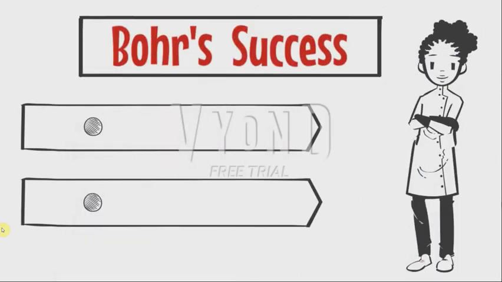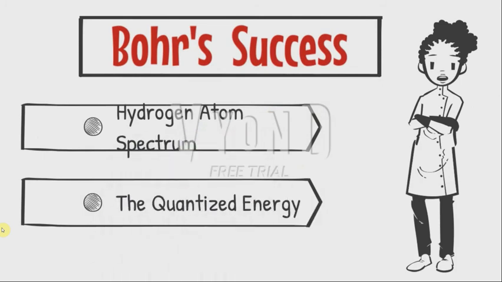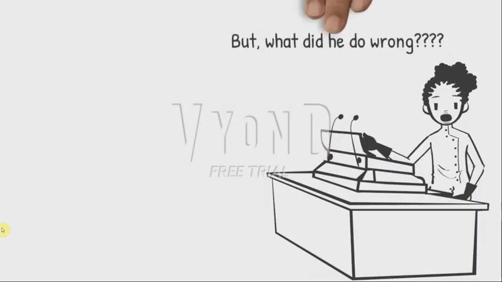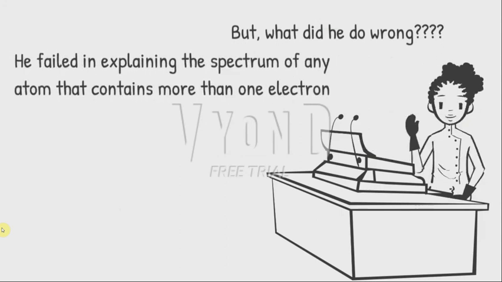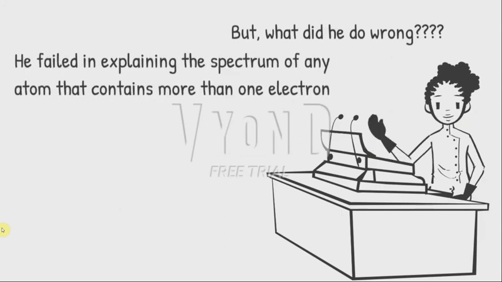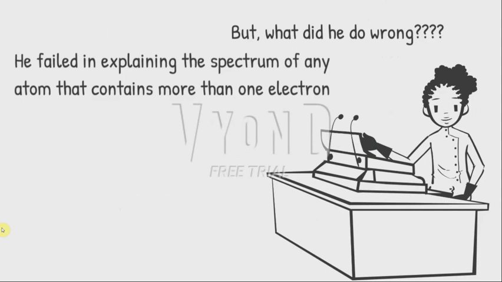Now, let us talk about Bohr's success. He succeeded in explaining the hydrogen atom spectrum. There will be a video about this later. Another thing Bohr did right was introducing the idea of quantized energy state of the electron, the idea of the quantum. But what did Bohr not get right? First, all his work was based on the hydrogen atom, but he failed in explaining the spectrum of any atom that contains more than one electron.